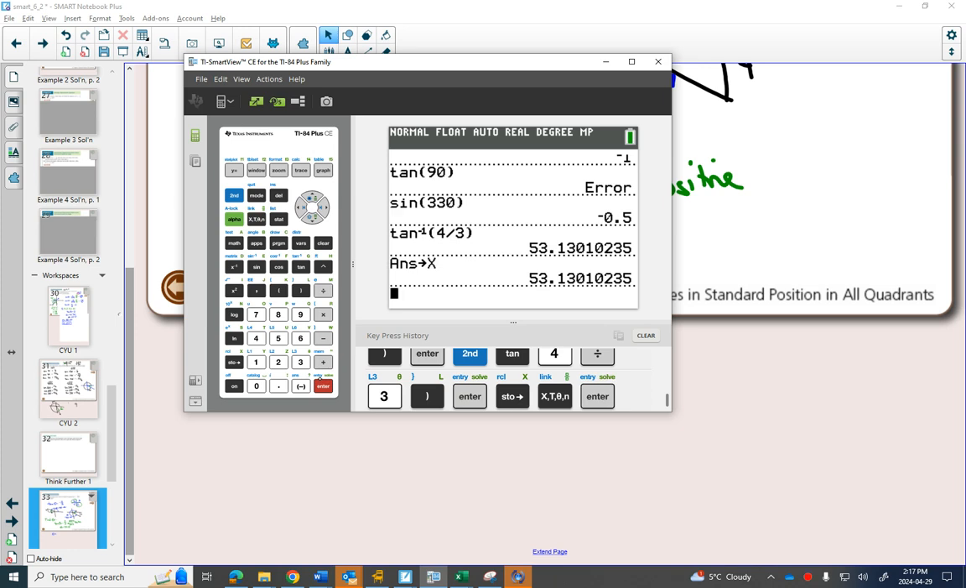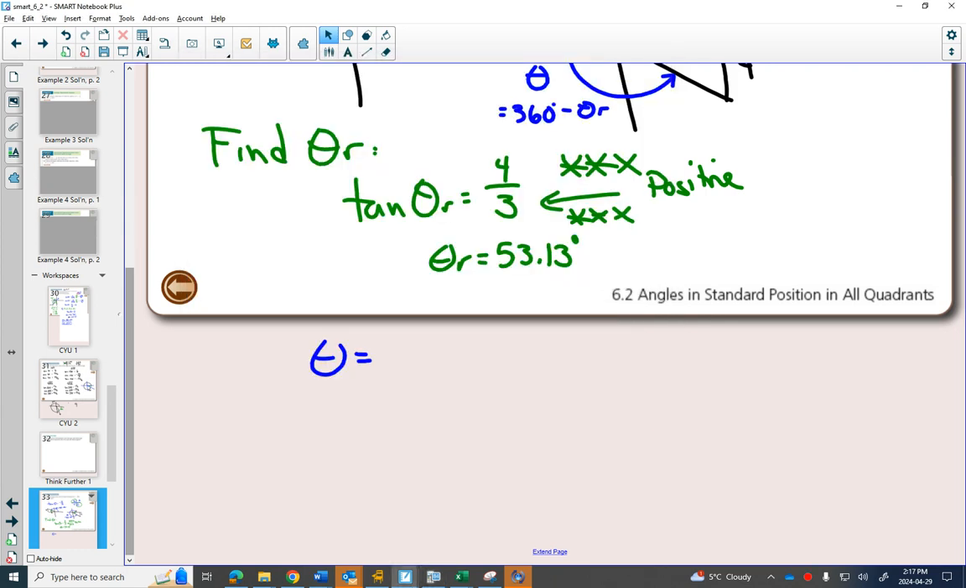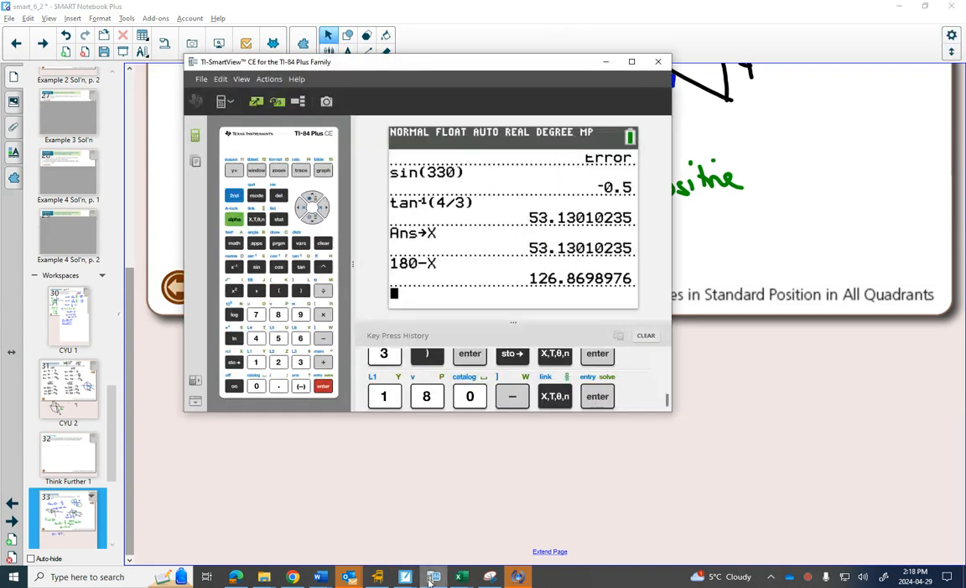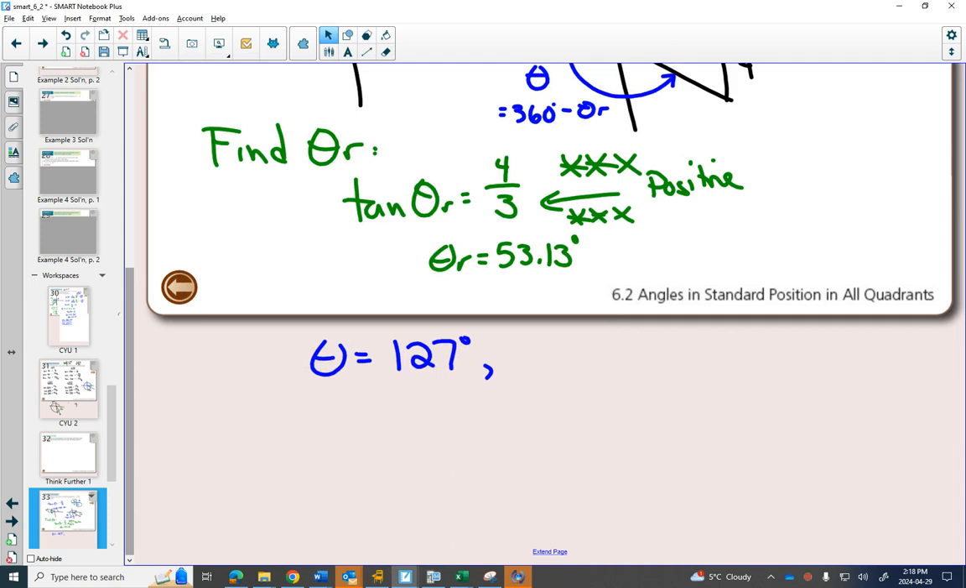Why is this nice? Because I wanted to find in quadrant 2, 180 minus my reference angle. But instead of having to type all of those digits in again, I can just go minus X, push enter, 126. Do they want us to round to the nearest degree? So that one will be 127 degrees. And the other one will be 360 minus my reference angle. So I can just go 360 minus X, 370.